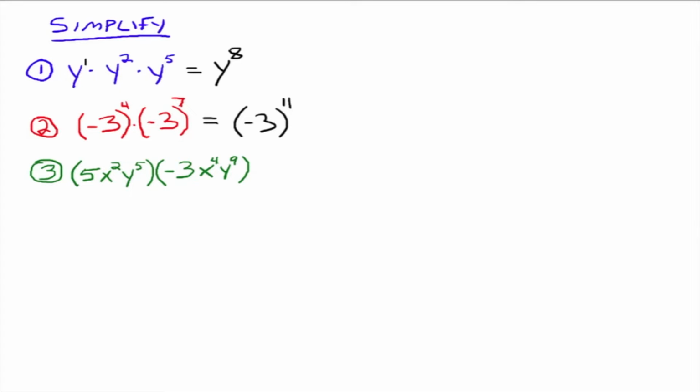All right, what about the third one? 5x squared y to the 5th times negative 3x to the 4th y to the 9th. Well, let's see. This is all multiplication, right? So we can multiply the 5 and the negative 3 together to get negative 15. And then you have x squared, which you can multiply times the x to the 4th, because remember, all this is multiplication, so we're just moving things around. So x squared times x to the 4th, base the same, add the exponents, you get x to the 6th. And then y to the 5th and y to the 9th, because you're multiplying those together, give you y to the 14th. So this whole expression goes to negative 15 x to the 6th y to the 14th.